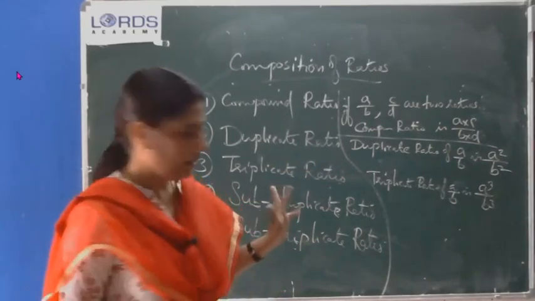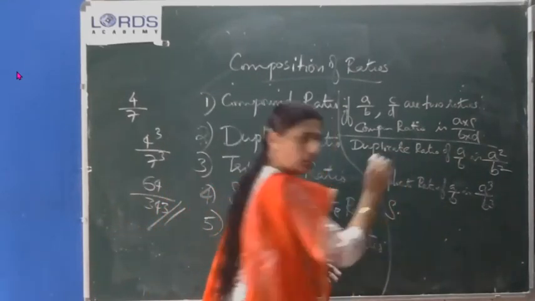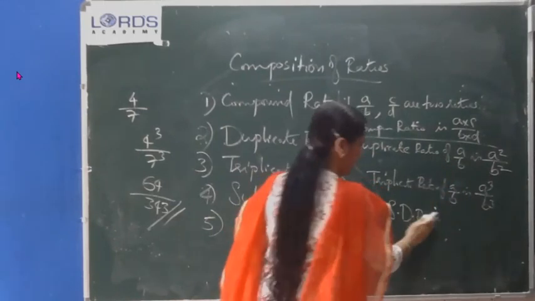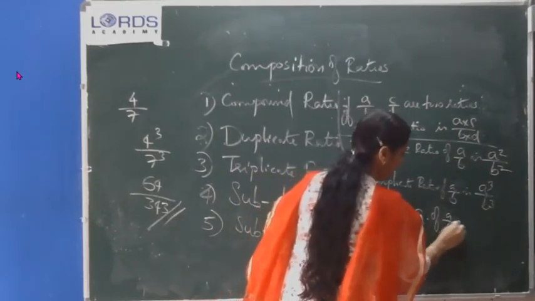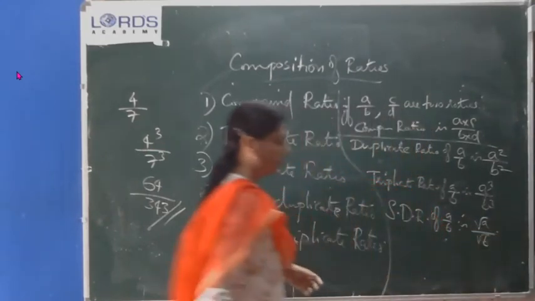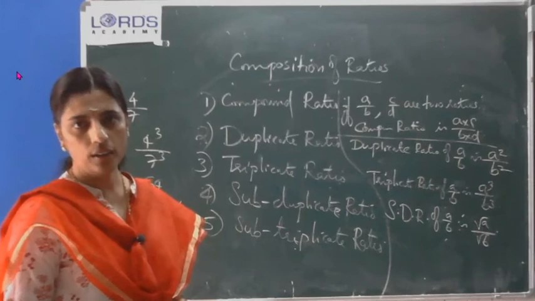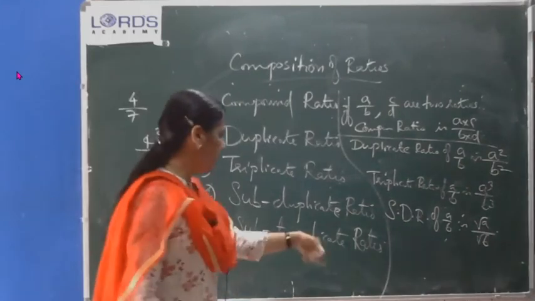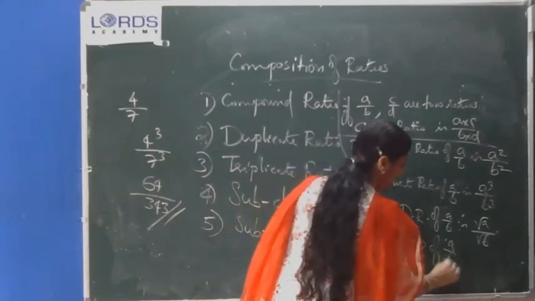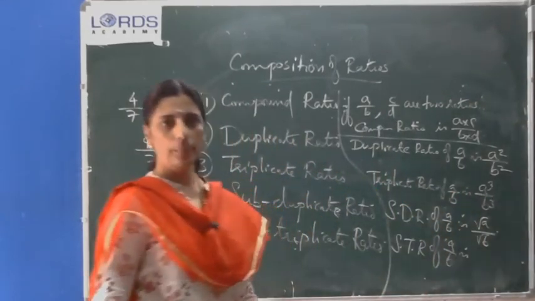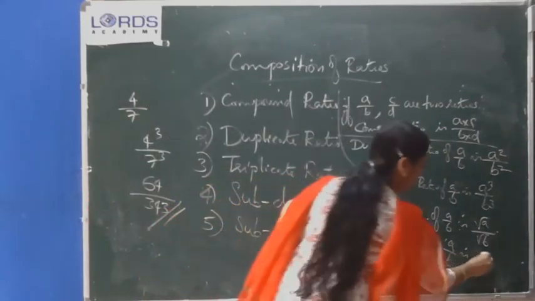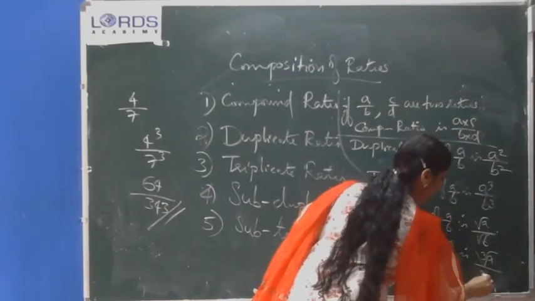So everything is okay. Let me write subduplicate. I am using the short form. Subduplicate ratio of A by B is root A by root B, square root of numerator by square root of denominator. And the last one is subtriplicate ratio of A by B, which as I told is the cube root: cube root of A by cube root of B.